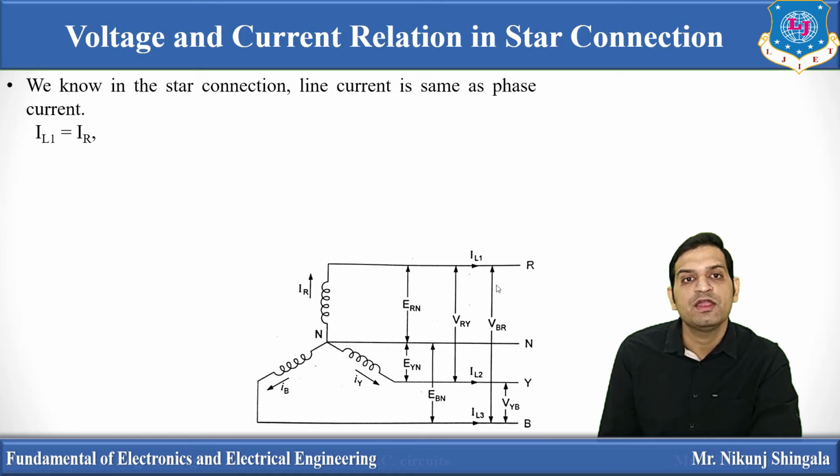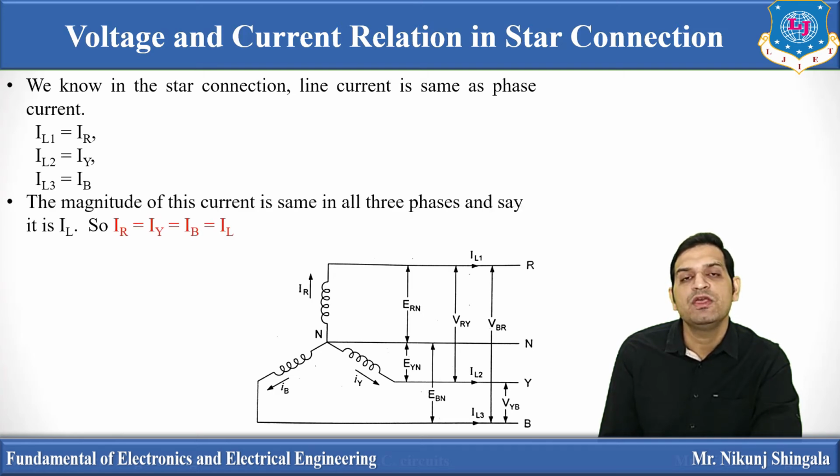So from this circuit we can write IL1 is equal to IR, IL2 is equal to IY and IL3 is equal to IB. And as the system is balanced, the magnitude of these currents will be the same. So IR, IY and IB will be the same, and it is denoted by IL. Now IR, IY and IB are the phase currents and IL is the line current. So for a star connected system, line current is equal to phase current. So that is the first relationship, the current relationship for a star connected system.